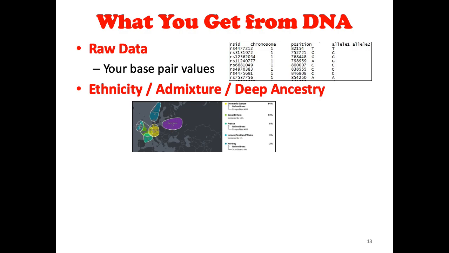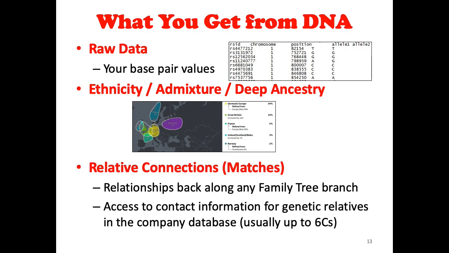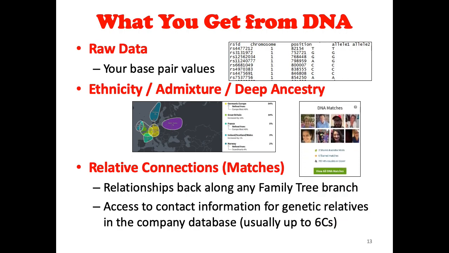It's a good guess on where they come from. But the most important thing you get is a match list, your relatives, and how much DNA you have with them. That's where the gold is. That's what you want to work and figure out what the relationships are with these matches, and where's that common ancestor that passed down DNA to you and that match. And so you get a match list, something like this, that tells you how many matches you have at that company.